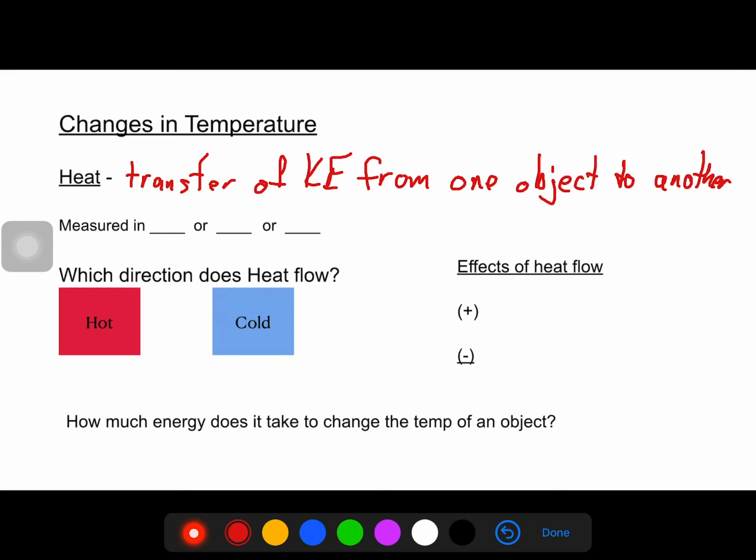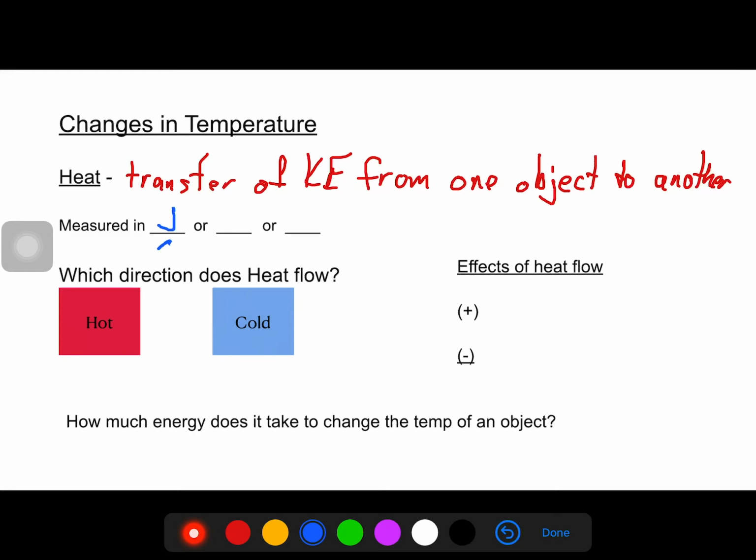If you grab an ice cube and it feels cold, or if you grab a hot pan, you're transferring heat. That's all we're talking about, transferring heat. And when we talk about transferring kinetic energy, we're talking about changes in temperature, because kinetic energy was that change in temperature. So there's a couple different ways we can measure heat.